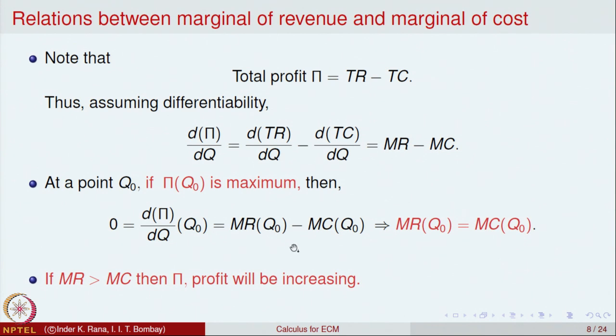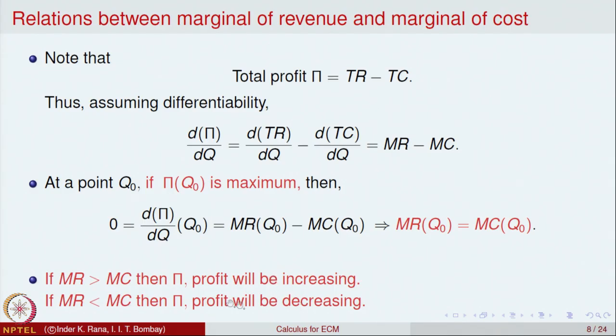The theorem on calculus tells us that if the derivative of a function is strictly less than 0, then the function is decreasing. So, if marginal revenue is less than marginal cost in some interval, and this is not at a point now but over an interval, where Q is varying, if marginal revenue at every point in that interval is less than marginal cost at every point, then the profit must be decreasing.